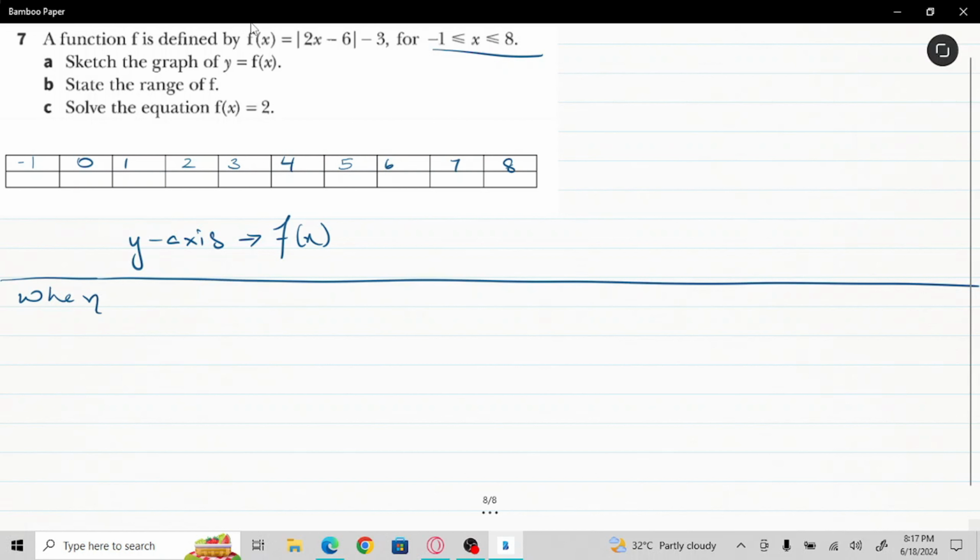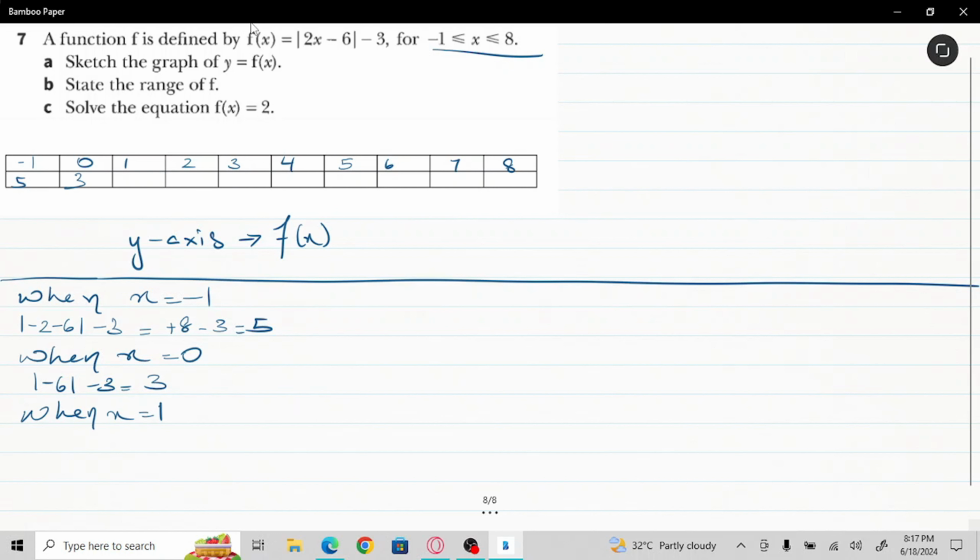So when x is equal to -1, we will make it real quick. 2 multiplied by -1 is -2, minus 6 in a modulus, minus 3, which will become positive 8 minus 3, which is equal to 5. So 5 will be the first value. When x is equal to 0, we have minus 6 in a modulus, minus 3, positive 6 minus 3 is 3 itself. So here comes the 3. When x is equal to 1, 2 minus 6 is equal to -4, modulus 4, and 4 minus 3 is 1. So 1 here. And x is equal to 2, 2 2s are 4, 4 minus 6 is negative 2, modulus positive 2, minus 3 is negative 1. So here comes a negative 1.